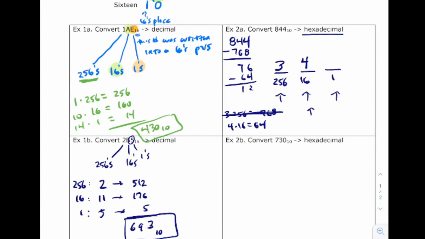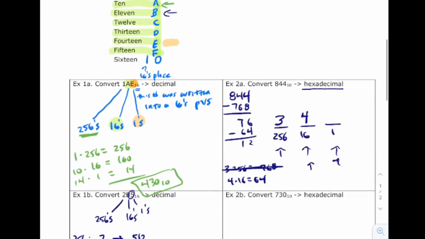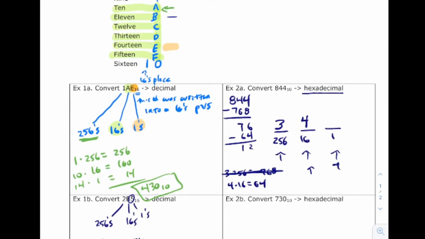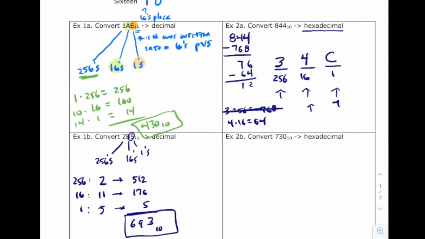So you have to come over to the ones place and say, okay, I got 12 to put here. You got 12 ones. Well, you have to use our special symbol for 12, which is a C. We have to put a C here. And so the answer is 3, 4, C, and you put a 16 there to emphasize that this is a hexadecimal number. That's supposed to be a C. I suppose somebody might think that was a scrunched up 6, so let me write that again. 3, 4, C, base 16.